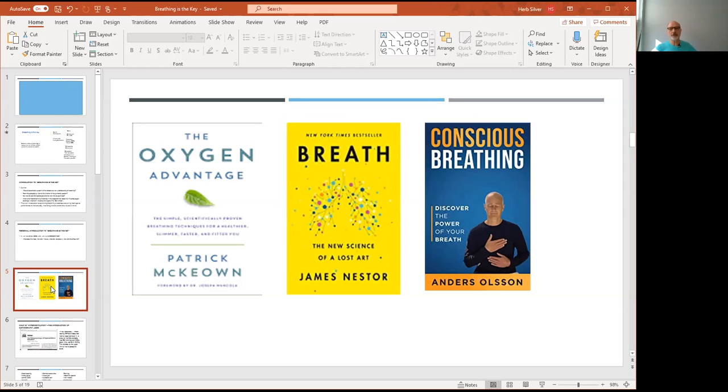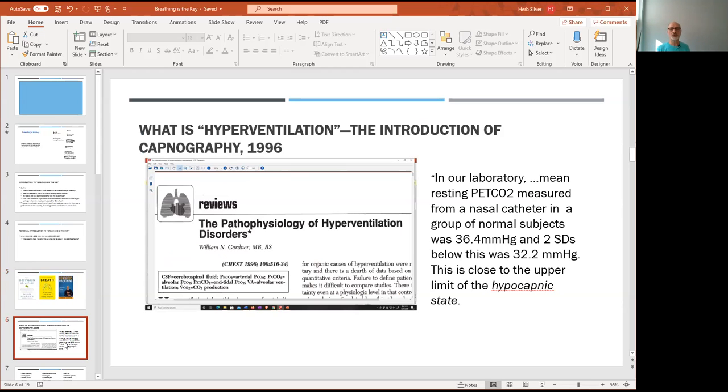Conscious breathing, Anders Olsen, he's in the book Breath, and he has introduced a lot of these concepts as well. So there's a lot in the popular press that we can expose ourselves to, but there's also a lot of scientific literature, sort of where the basics of what we're doing and the measurements.